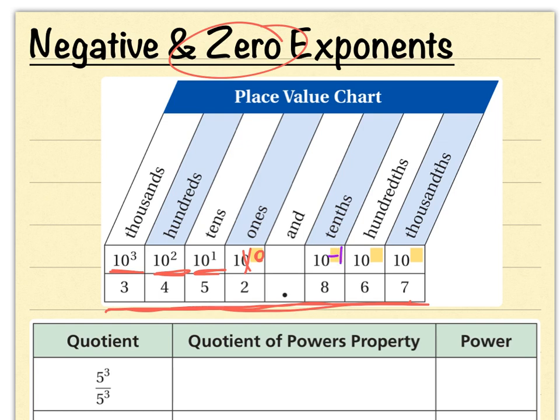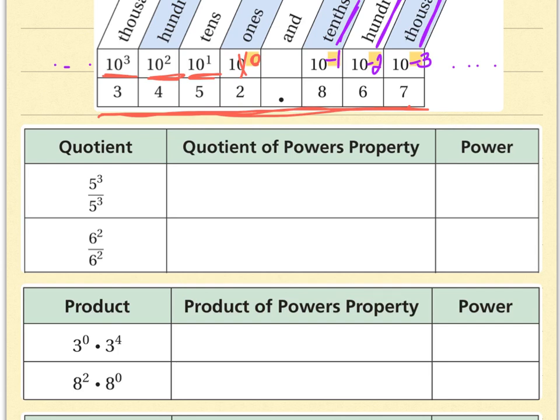And then we just keep going. This would be 10 to the negative 1st power. That's your tenths column. 10 to the negative 2nd is your hundredths. And 10 to the negative 3rd is your thousandths. And this pattern just keeps going in both directions. So let's look at a couple problems that involve some of the properties we've already used. This one's the quotient property.